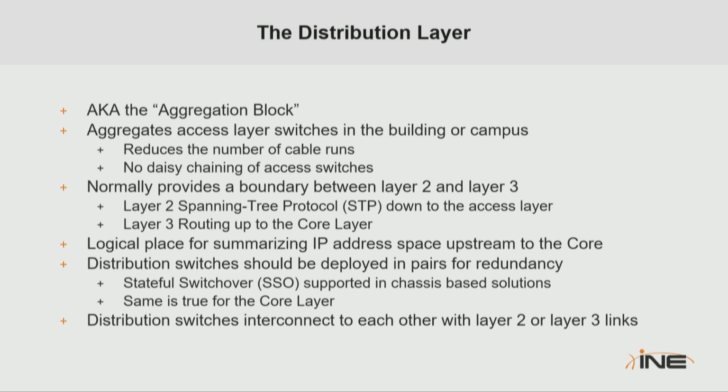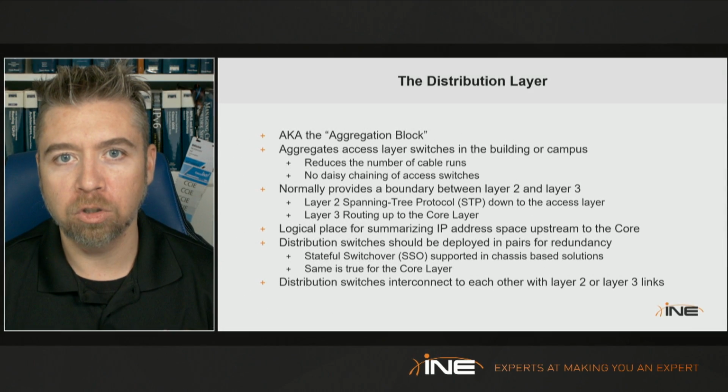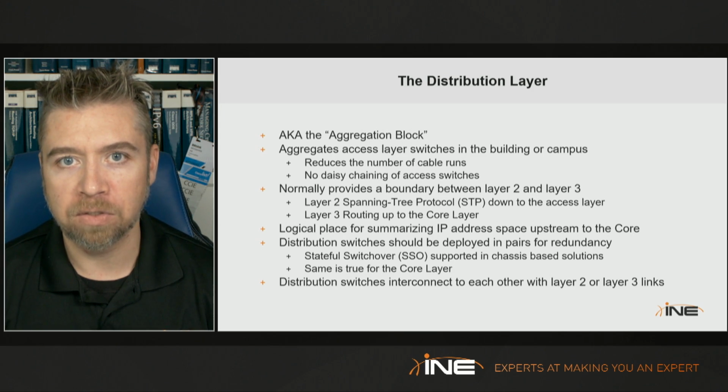Okay, the distribution switches should be deployed in pairs for redundancy. So again, we have not only link redundancy in terms of how we're physically interconnecting the switches, but we also have node redundancy, so that if we lose an individual switch, we're able to keep forwarding traffic around that failed node. This is also where we would see the feature called stateful switchover, or SSO, in chassis-based solutions, where we have multiple supervisors or multiple CPUs that are running the chassis-based switch.